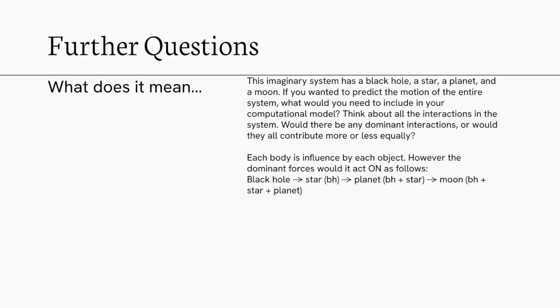To predict the motion of the entire system, you calculate the force of gravity of each object on each other. However, an estimated prediction can be made using only the dominant forces by using this tree: black hole on star, black hole plus star on planet, black hole plus star plus planet on moon.